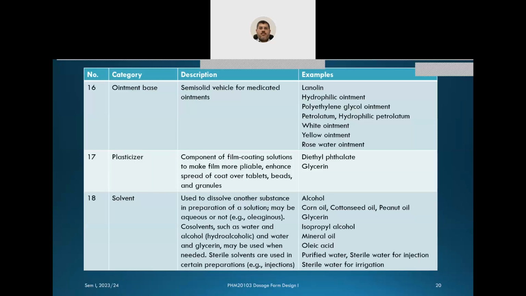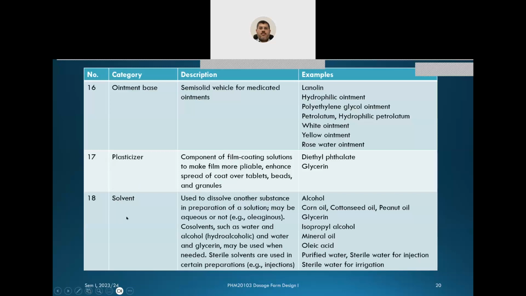Okay, so when you buy a film coated tablet, especially colored tablets, this definitely has a coat that gives the color to the tablet. So you find always that there is no crack or break on the surface. Why? Because the material that forms the coating contains a plasticizer. So it makes it more pliable, and enhances the spread of coat over tablets also, or beads and granules. Whether you coat tablets, beads, or granules, spread of the coating material when you spray it will be easy and then it will not break with storage.